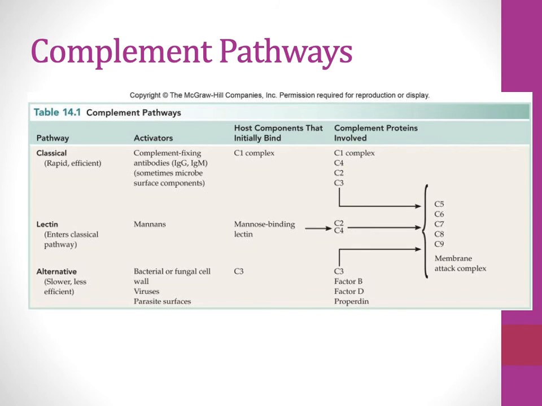And so C4b and C2a will bind together, and they activate C3. C3 becomes activated, it breaks into two parts. C3b will bind to that C4b, C2a complex, and then we'll activate C5. C5 becomes activated, and it forms C5b. That then binds to 6, 7, 8, and a bunch of 9s, and that ends up making a membrane attack complex.